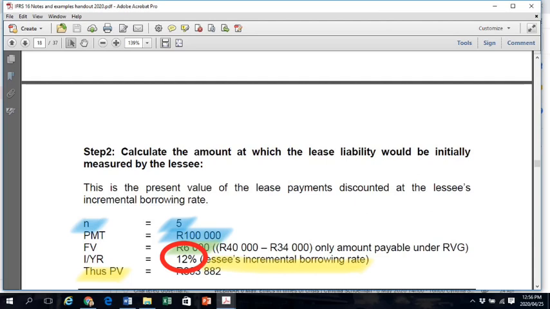So when you calculate the interest rate variable, you have to determine whether you have all the information available. When you do, you have to calculate the interest rate implicit in the lease. If that's not determinable, you can revert back to the lessee's incremental borrowing rate.